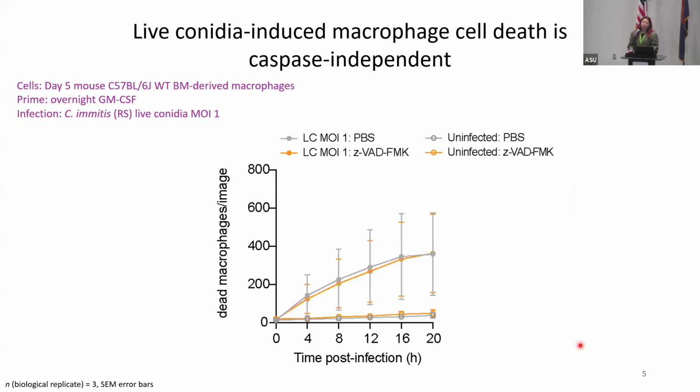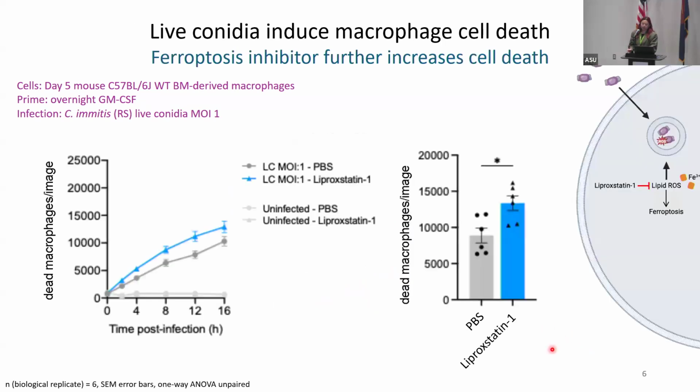So to determine what type of cell death was involved, we treated conidia-infected macrophages with the pan-caspase inhibitor ZVAD, but that failed to reduce death. And not shown here for the purpose of time, but we also only saw a modest impact on conidia-infected death in gasdermin D, MLKL, NLRP3, and pyrin-deficient macrophages. These are all key factors of apoptosis, necroptosis, and other major cell death pathways, which tells us that those cell death pathways are not occurring here.